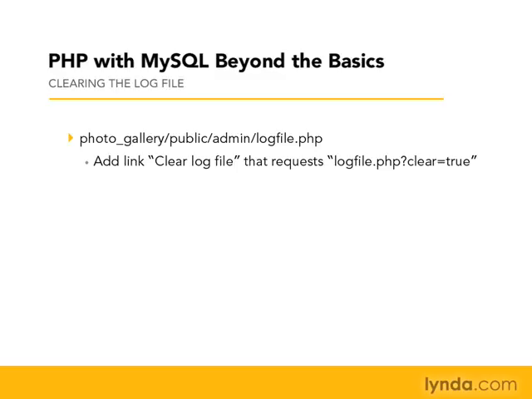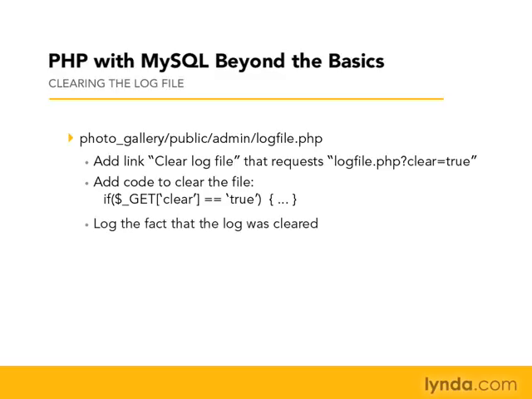And then at the top of that same file, before we display the results of the file, we'll say, well, check and see. If clear is equal to true, then clear the logs. And then after you've cleared them, we'll want to make another log entry that lets us know that the log was cleared. So you'll want to clear it out and put one entry in there letting you know that the logs were cleared. Now that's the end of your assignment that you need to go off and work on.